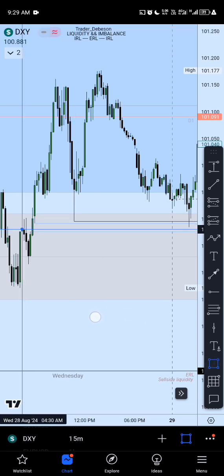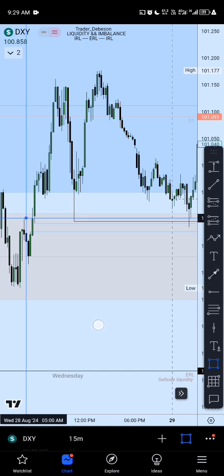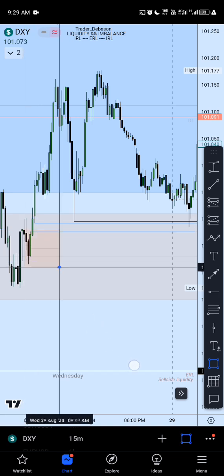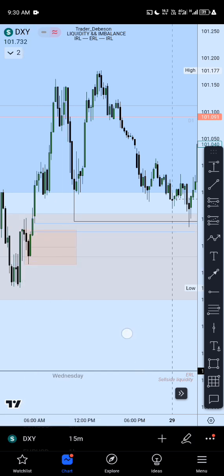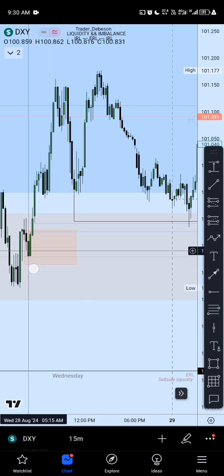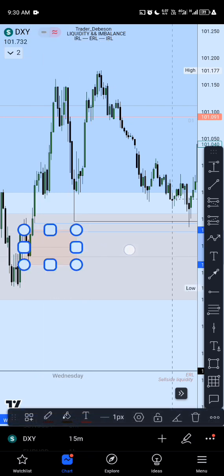All these consecutive down closes are just one order block. So we have that order block on that level, and also that fair value gap.